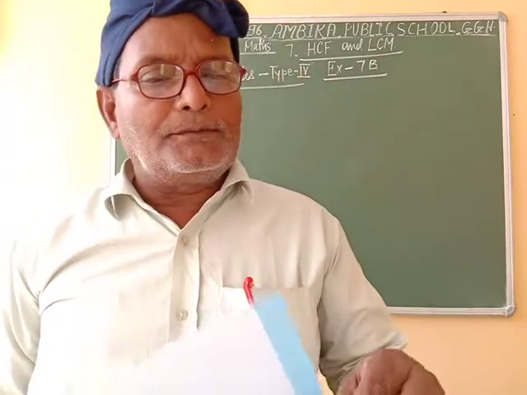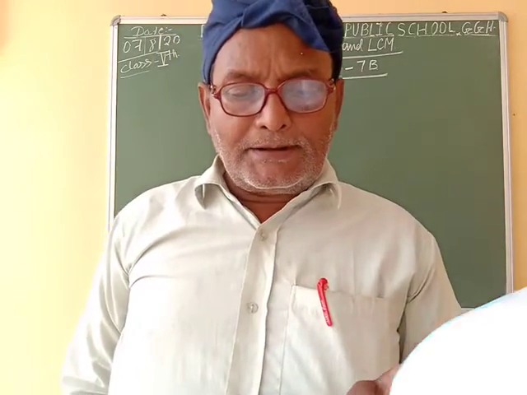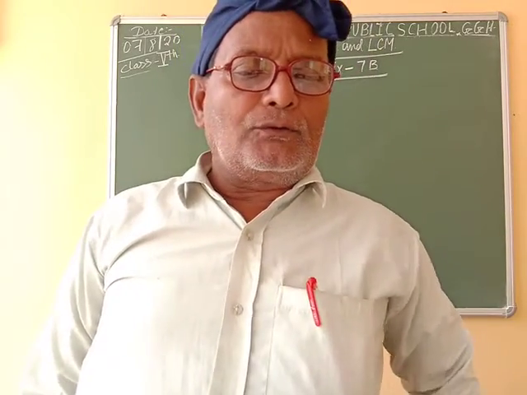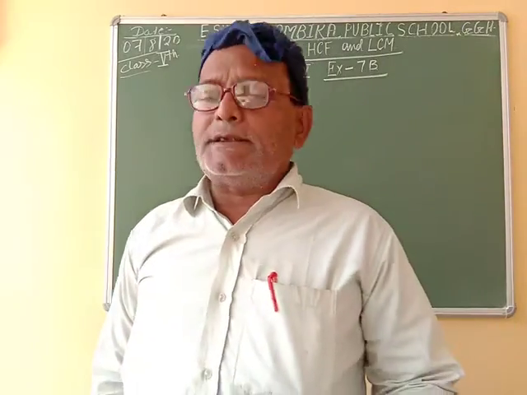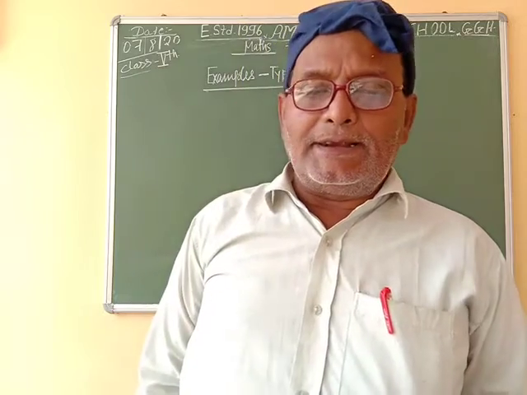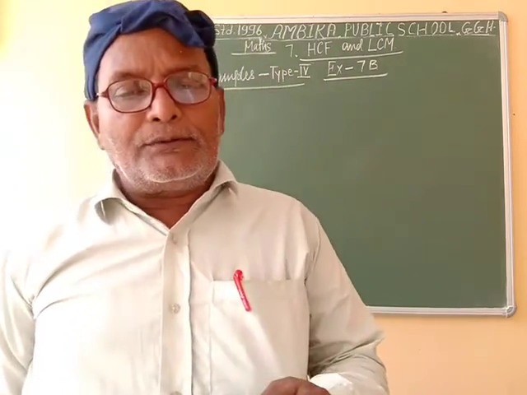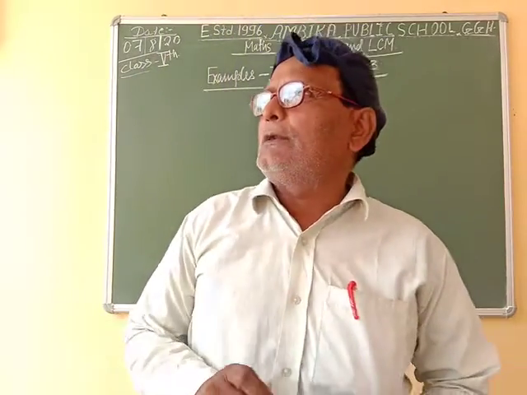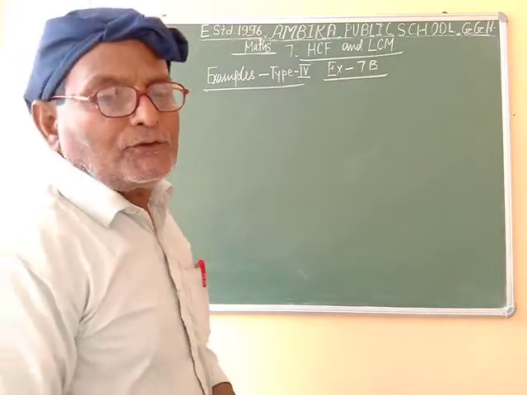Today I am going to solve examples from exercise 7B, type 4 questions. Example 10: determine the smallest 3-digit number which is exactly divisible by 6, 8 and 12. First of all, we find the LCM of 6, 8 and 12.